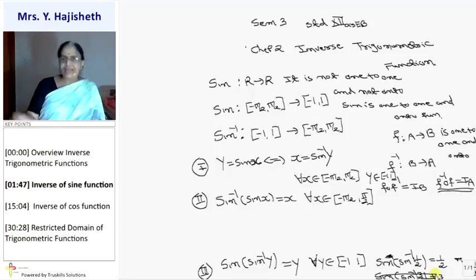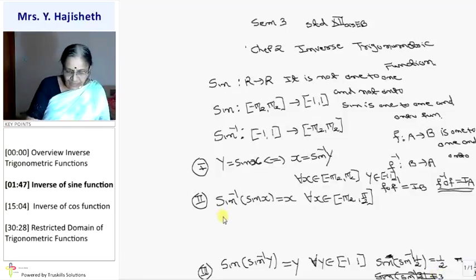But sine of sine inverse minus 5 is not minus 5, because the domain of sine inverse is the closed interval minus 1 to 1. So sine inverse is operated with those numbers which belong to the closed interval minus 1 to 1. It cannot be operated beyond 1 and beyond minus 1. Because the range or codomain of sine is nothing but the domain of sine inverse. F from A to B, then F inverse is from B to A.